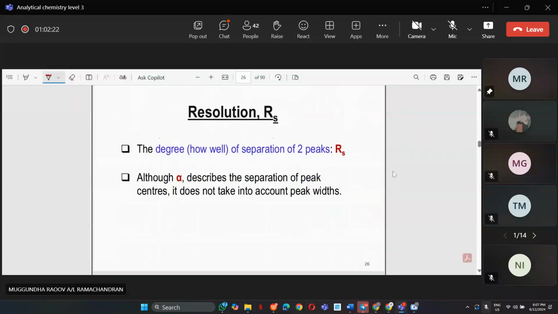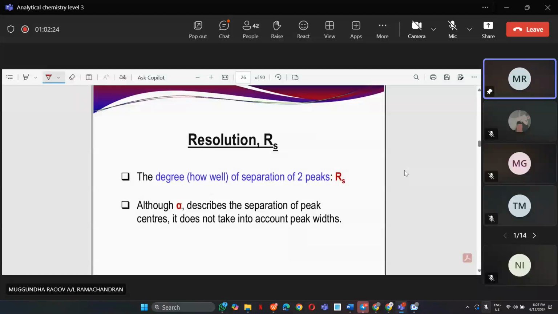Okay, class. Now, this is very, very important. In separation, we will really see the resolution, which is how well the separation of the two peaks is occurring. So this is very, very important.